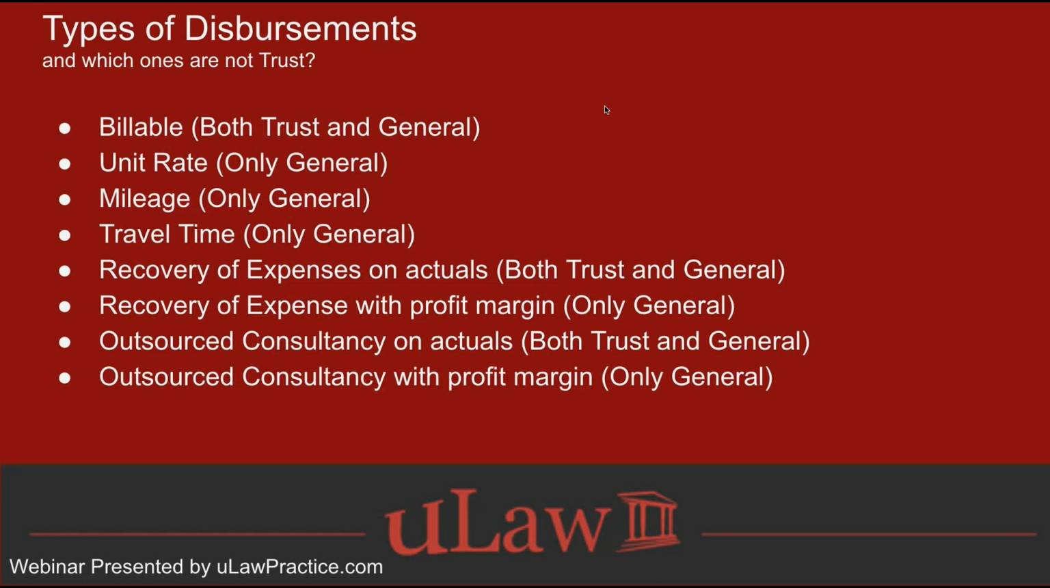Billables, anything without profit margin, consultancy without profit margin, basically actuals, all go under both trust and general. There is nothing only for just trust. Okay? So anything without profit margin can go out of trust.